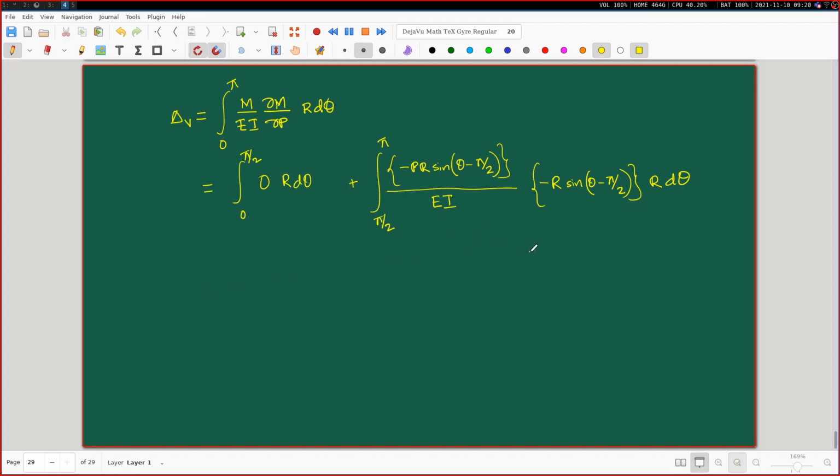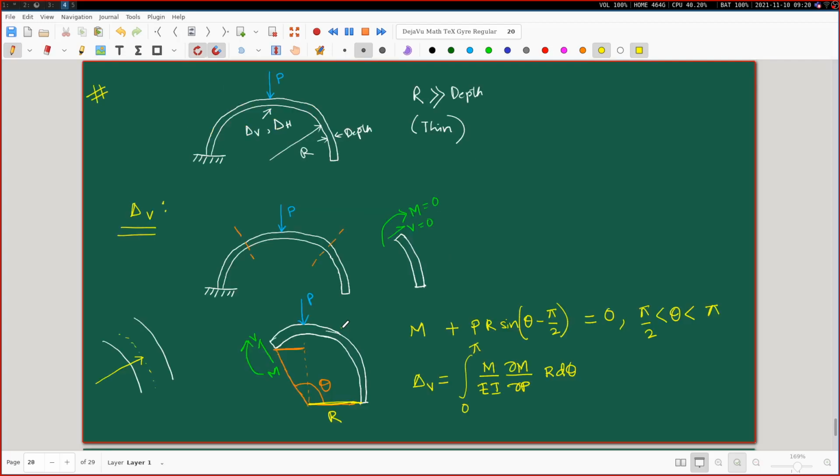So I'm not going to do the algebra here. You do it yourself. The next thing is more interesting, the horizontal deflection. You tell me now, what should I do for the horizontal deflection? Same point, at this point where the P is applied, but instead of the vertical deflection, I want to find out the horizontal deflection. What should I do?